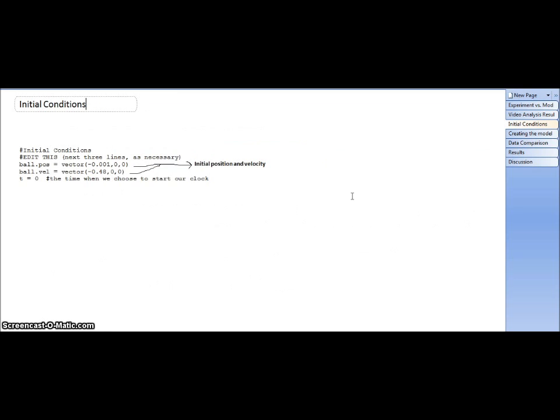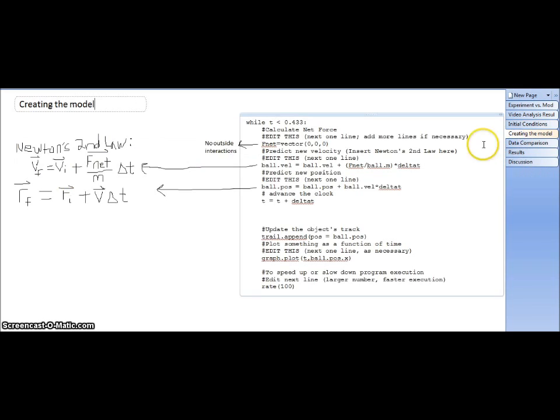I then used VPython to model the data extracted from Tracker. To do this, I first set the initial conditions of the ball in the computational model to the initial conditions I calculated from the ball in the experiment. Then I set the net force equal to 0, assuming that the ball is moving at a constant velocity. Next, I set the condition for the while loop to 0.433 seconds, which is the length of my video clip.